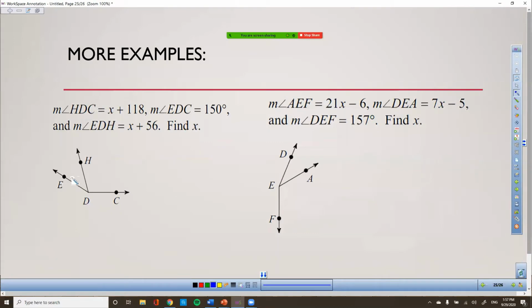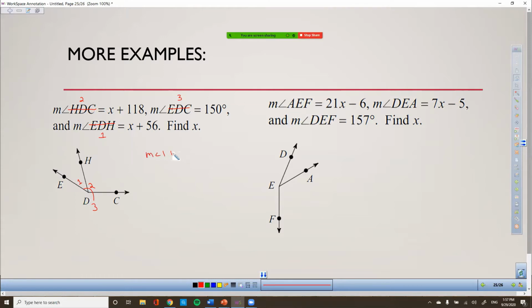Let's name angle EDH as 1. So let me go ahead and use the other color here. So EDH becomes 1. Measurement of angle HDC as 2. So HDC becomes 2. And all of it together, we'll name it 3. Angle EDC is going to be angle 3. And like that, I can set up my angle addition postulate.